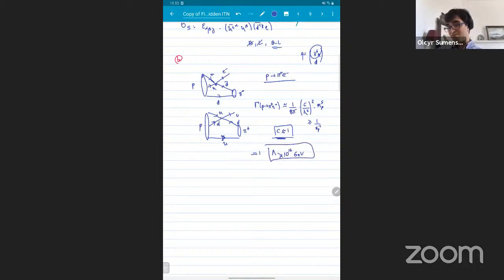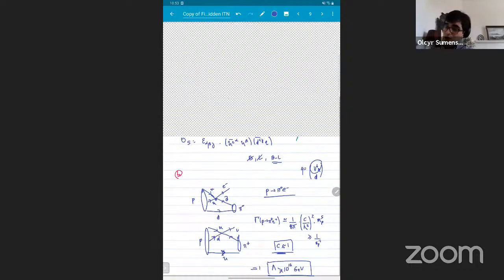And so that's why this type of search for new physics is so impressive. You can really probe very, very high energy scales. And actually, if you do a proper calculation, you find something very similar to what we found here with this very sketchy derivation.